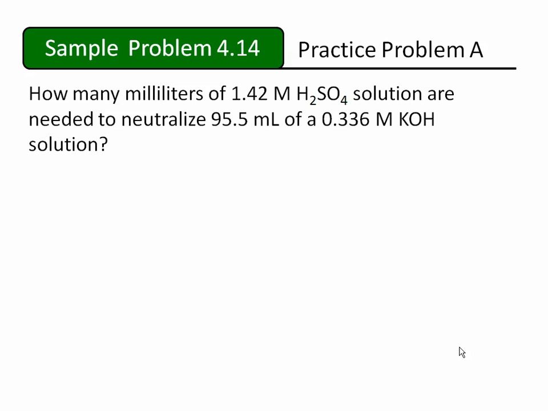This particular problem asks us to calculate how many milliliters of 1.42 molar sulfuric acid solution are needed to neutralize 95.5 milliliters of 0.336 molar potassium hydroxide solution. The word neutralize in this problem means to completely react. So we will need to determine how sulfuric acid and potassium hydroxide react with one another. This will be done using a balanced equation.